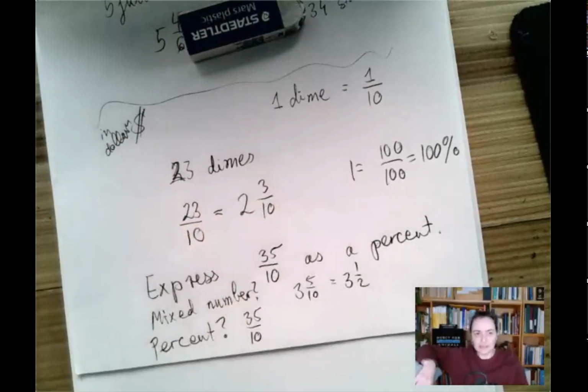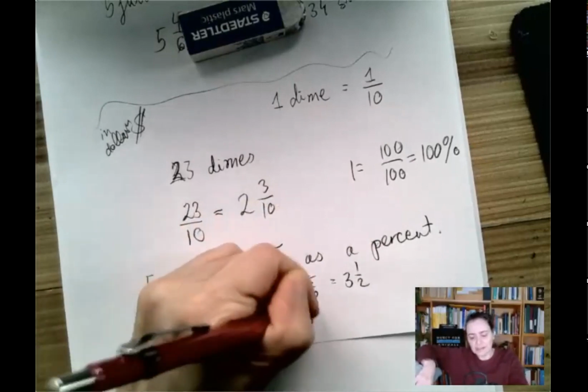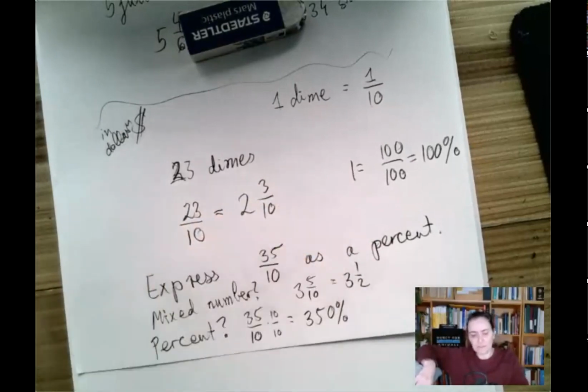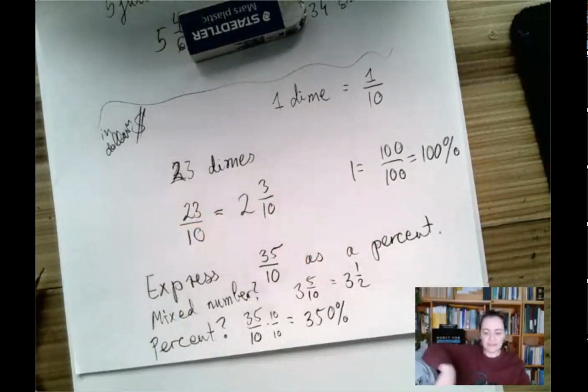We want a denominator of 100. So we're going to multiply upstairs and downstairs by 10. And indeed, that's 350%. And so if a number is bigger than 1, then the percent is going to be bigger than 100%. If we have a certain population, you cannot lose like 350% of it, but you can have a growth of 350% easily.